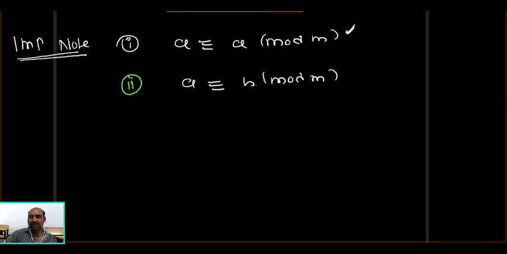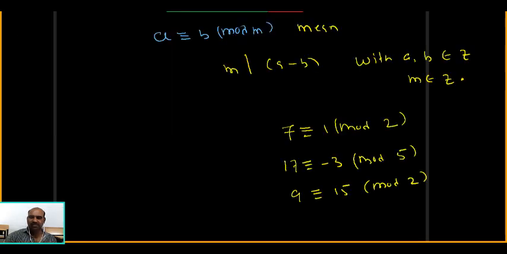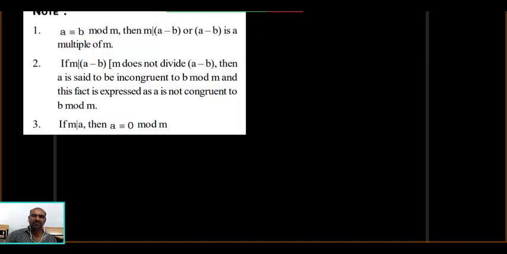One thing: A congruent to B modulo M, with B less than M, may or may not happen. I will show you. See, B means 1 and 2; 1 is lesser than 2. Here minus 3 is lesser than 1. But 15 and 2 here: 15 is greater than 2. So what is the relation between B and M? B may be greater than M, lesser than M, or equal to M. That is not a big issue.